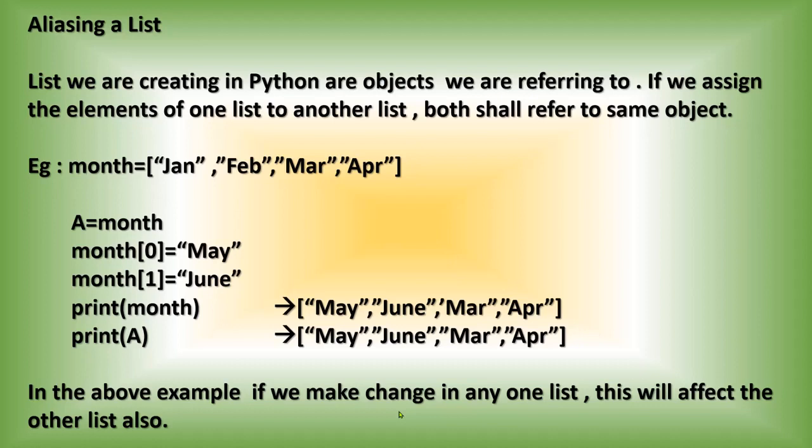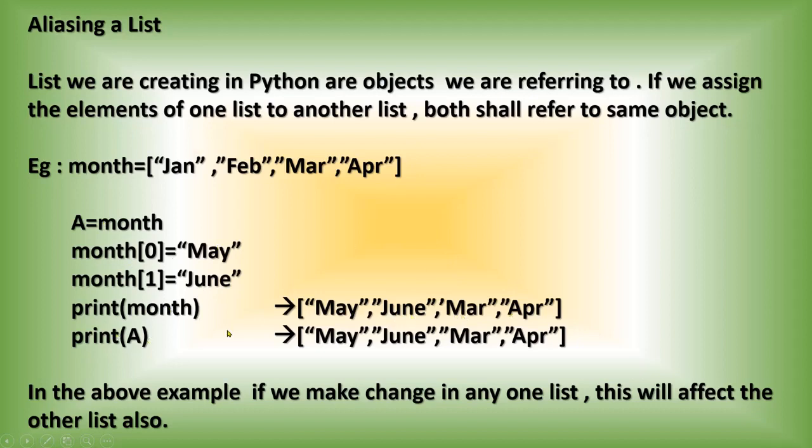A equal to month. Month is January, February, March, April, and it's written A equal to month. That means the list month will be copied to A. And if you're trying to change month of 0, the example is written over there. See the example, month of 0 equal to May. That means Jan is replaced with May. And next month of 1 is June. Month of 1 means this is the month list, and its position 1 is replaced with June. So the current content is May, June, March, April. And if you try to display print month, see that May, June, March, April.